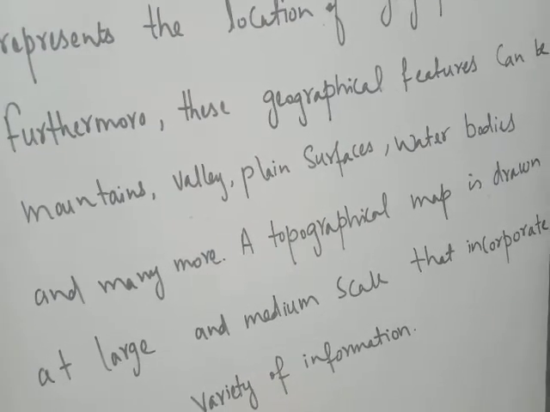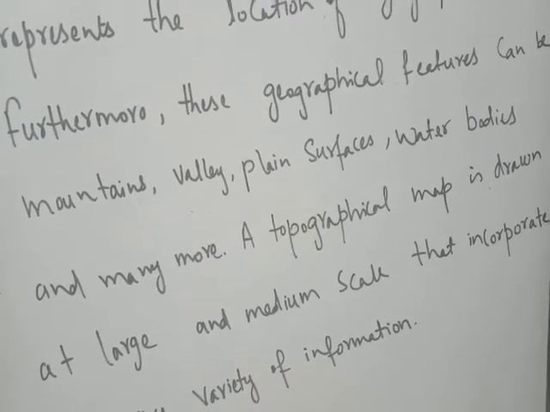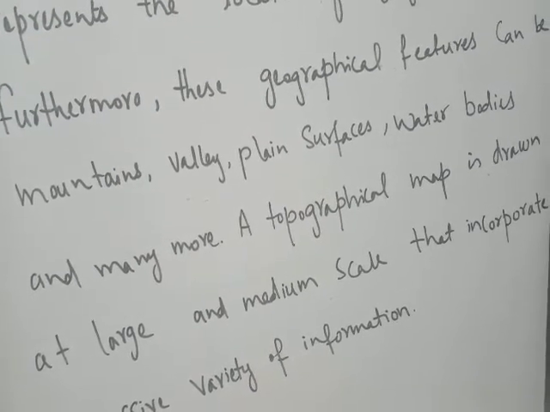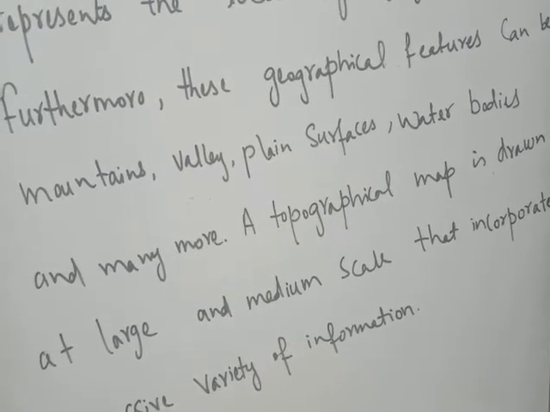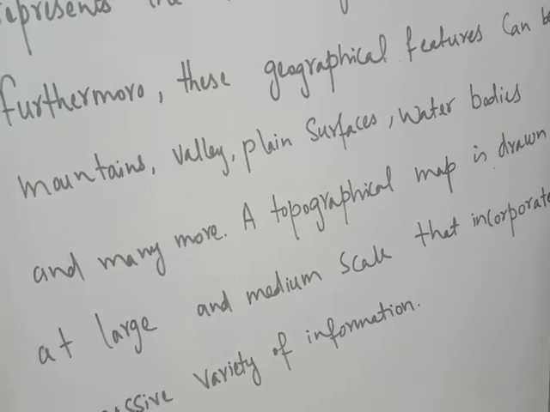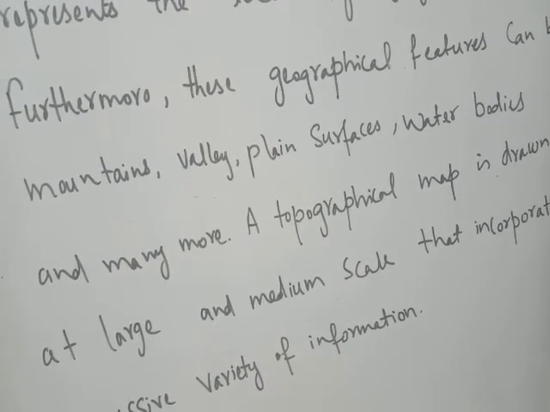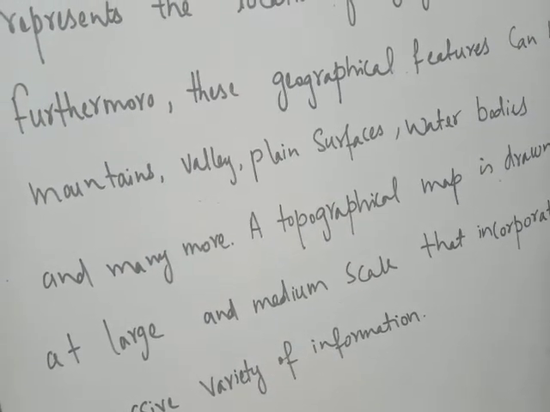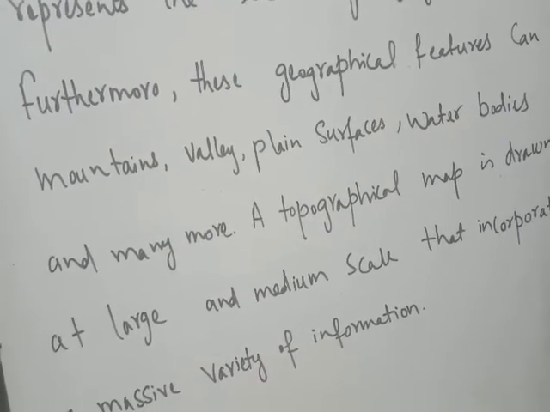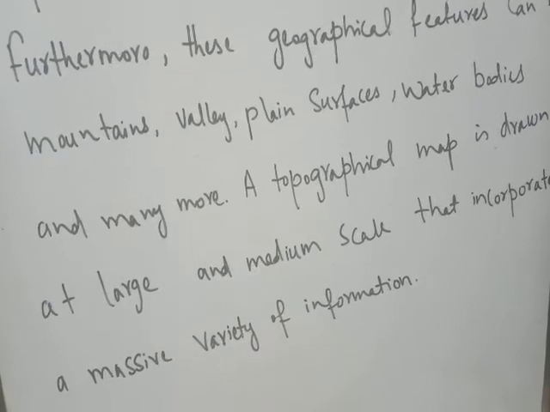The most important thing in the topographical map is that these maps are basically drawn on large or medium scale, because I have earlier said scale is a very important entity on a map, and a map based on a scale must be full of information. So to cover massive information, this topographical map has been drawn on large and medium scale.